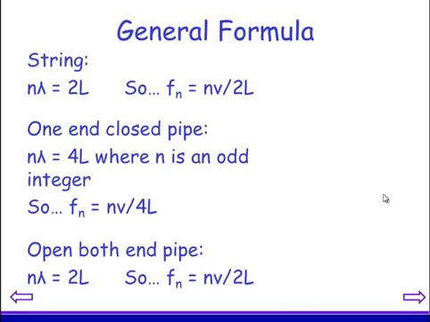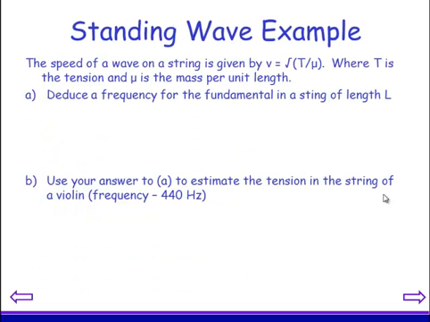I'll quickly end with showing an example of a question you might come across. A standing wave example. The speed of a wave on a string is given by the formula the velocity equals the square root of the tension divided by the mass per unit length. Deduce the frequency of the fundamental in a string of length L, so this is still a general term question, and then use the answer to estimate the tension of the string of a violin. Okay, frequency of 440 Hertz. Pause for a moment, I'll let you do these questions.